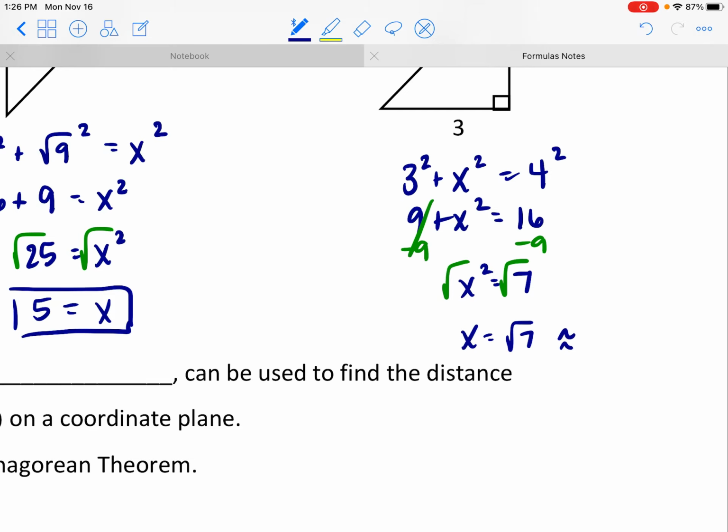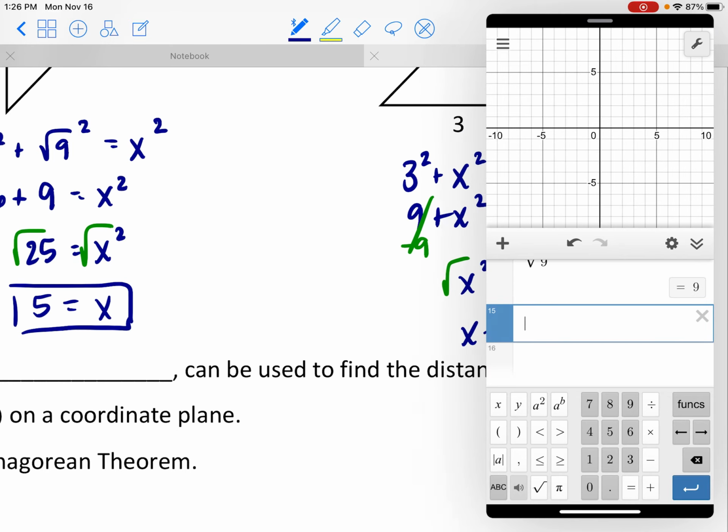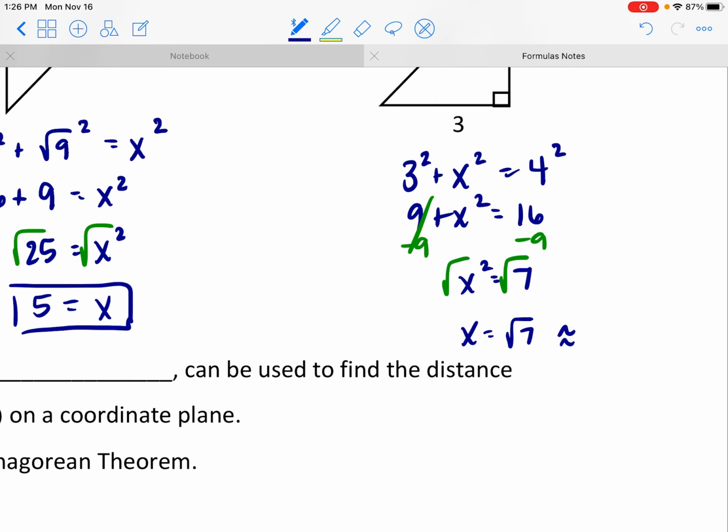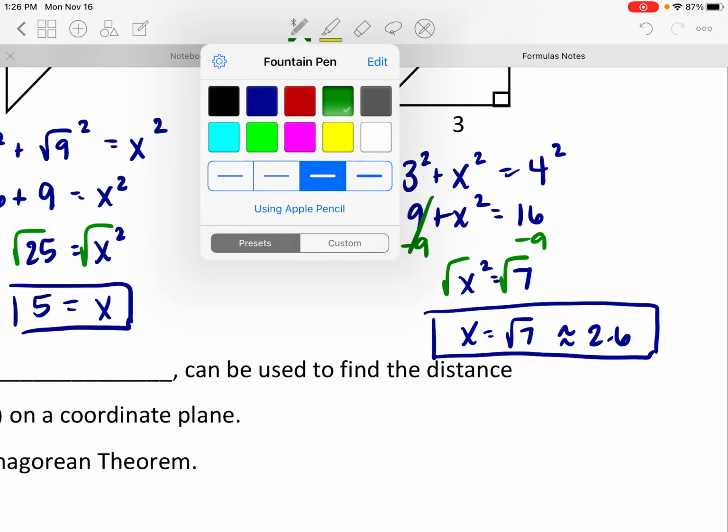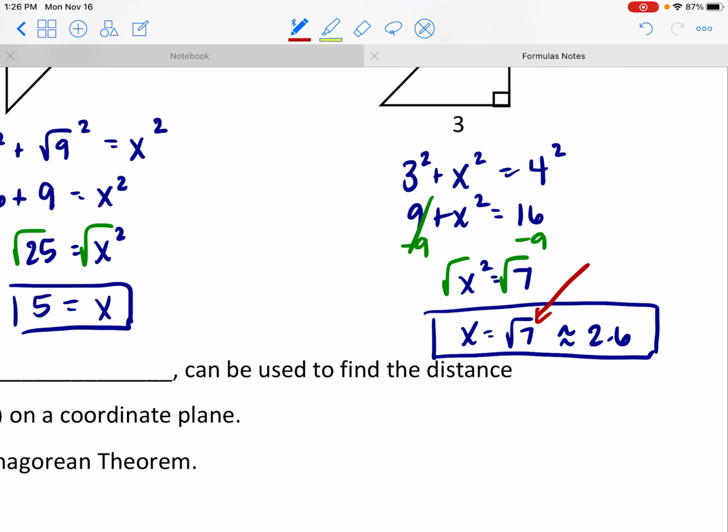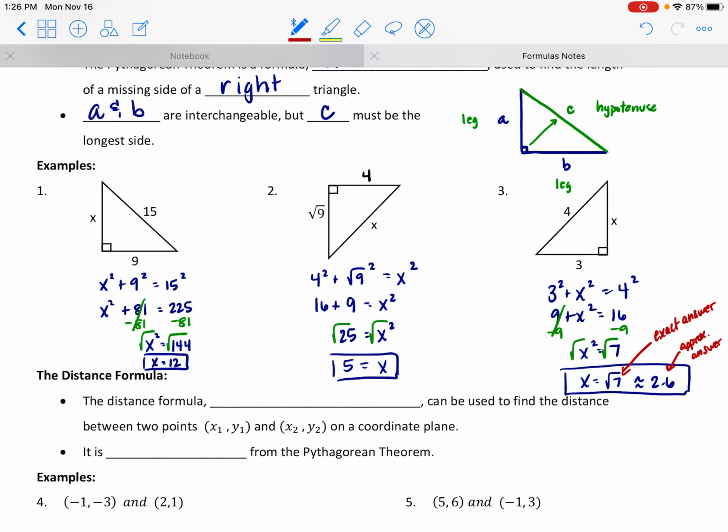So there's going to be an approximation that goes along with this. The square root of 7 is about 2.6. But the exact answer, I would have to use the square root to get. Not sure which answer I'll ask for in Canvas. You should be able to come up with either, but this would be the exact answer if that's what I asked for, and this would be the approximate answer, the decimal approximation, if that's what you're asked for. The exact answer would still contain the radical. The approximate answer would be the decimal. Okay? So there it is, Pythagorean theorem.